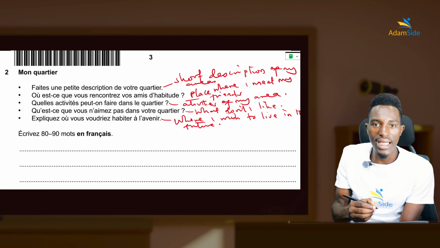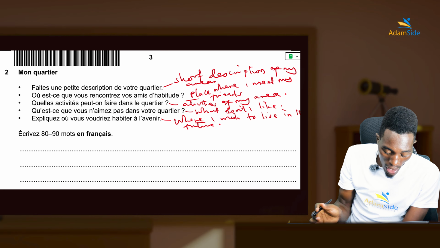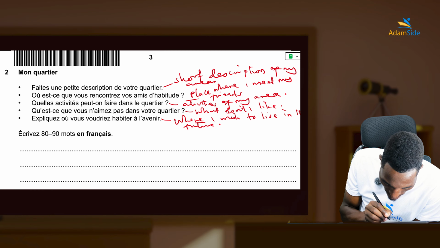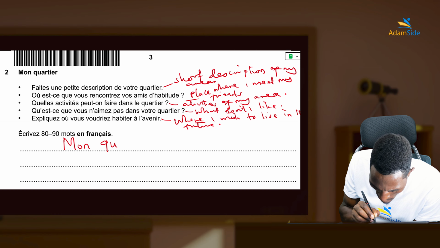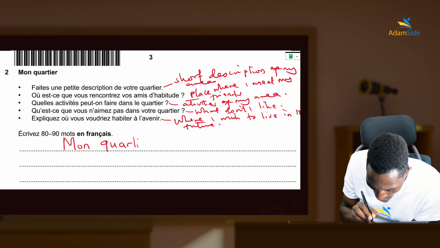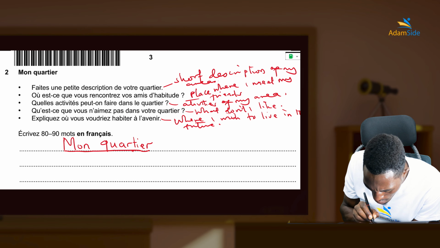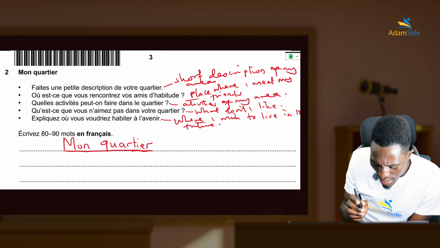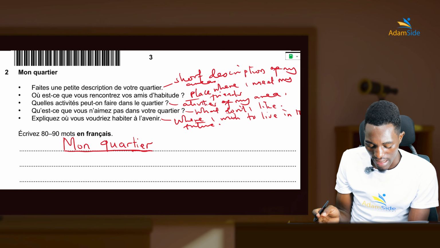So the next thing, I have to write the title of my composition. So I will write mon quartier here. If I write it in small letters, I have to underline. And if I have written my title in capital letters, I will not underline.